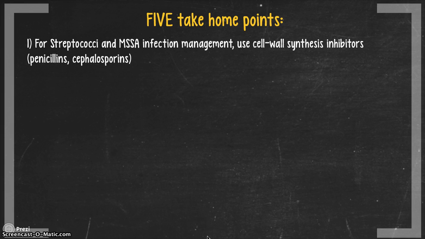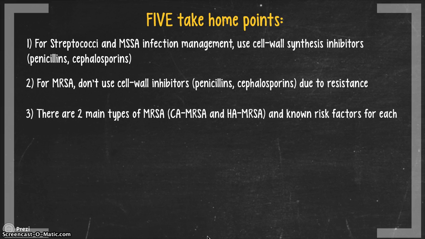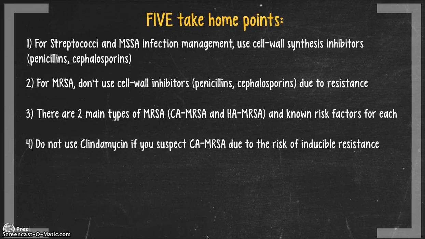1. For streptococci and MSSA infection management, use cell wall synthesis inhibitors like penicillins and cephalosporins. 2. For MRSA infections, do not use cell wall inhibitors like penicillins and cephalosporins due to resistance. 3. There are 2 main types of MRSA, community-acquired MRSA and hospital-acquired MRSA, and known risk factors for each.